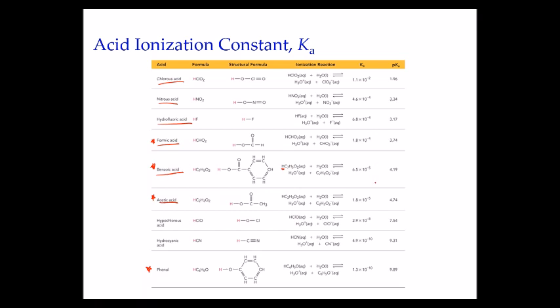But as you can see, the weakest ones on here are going to be down here with the 10 to the minus 10. Their pKa's are pretty high. Remember, pKa is just the negative log, so it'd be like the negative log of the Ka.